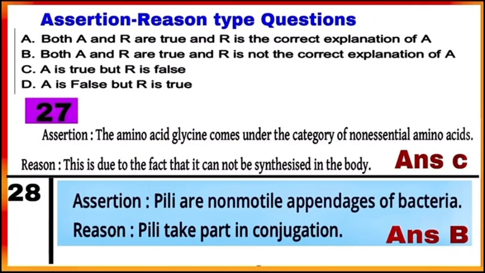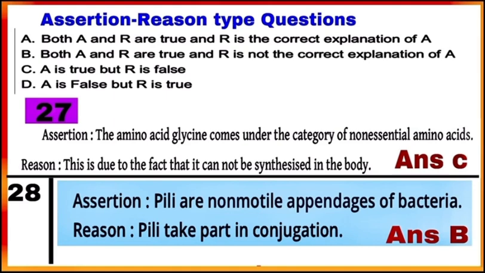Question 27, assertion statement. The amino acid glycine comes under the category of non-essential amino acid. This is the true statement. See the reason. This is due to the fact that it cannot be synthesized in the body. This is not true. Rather, our body can synthesize glycine and thus it is a non-essential amino acid. So here A is true but R is false. So mark C as a correct answer.